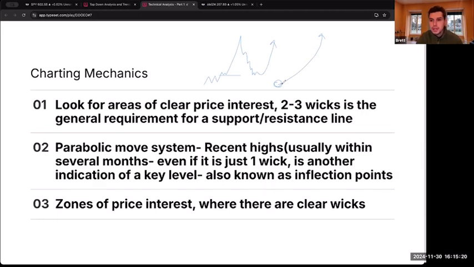And your idea with these levels too is that your levels should also be some sort of psychologically based number. So you're going to realize that if you have, for example, a level at like 216.7, right?